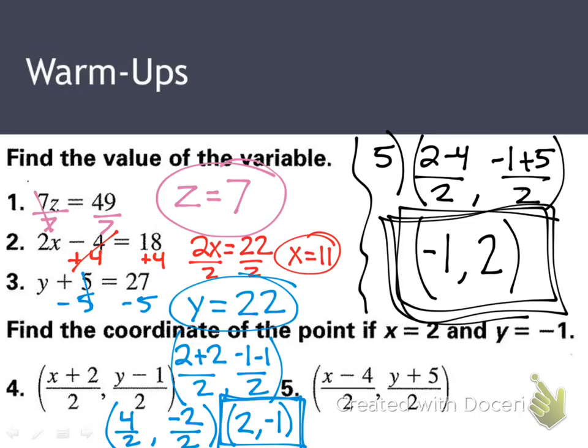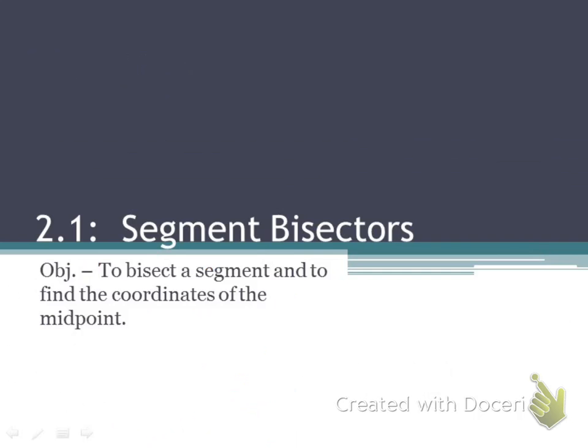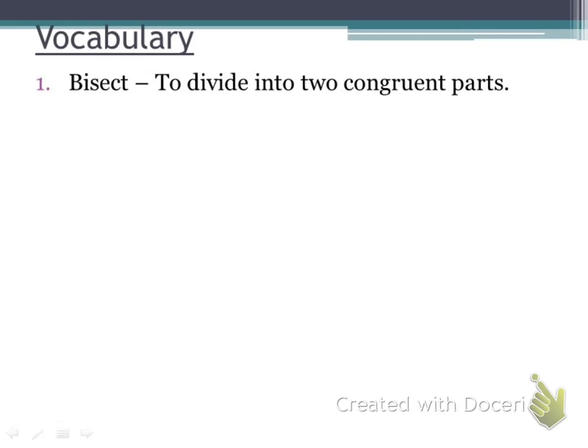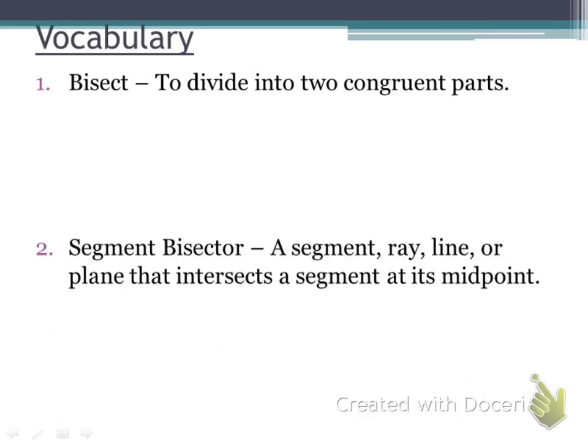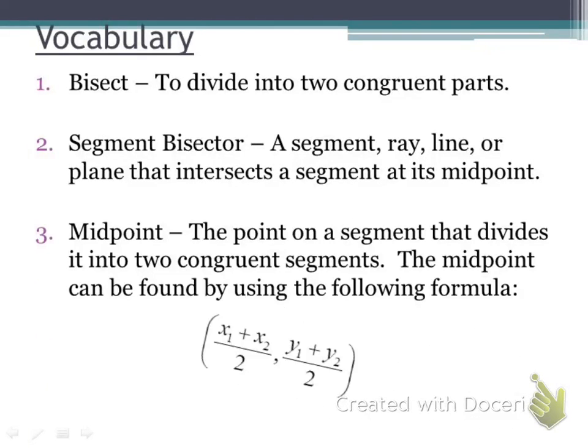What are your questions for the warm-up? Alright, so today we are starting chapter 2 with the first section. It's all about segment bisectors. Our objective today is to bisect a segment and to find the coordinates of the midpoint. So we have some vocab words to get us started. It looks like a ton, but this is actually the only slide of vocab, so once you get through this, we'll go right into examples.